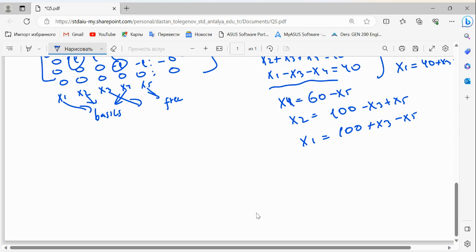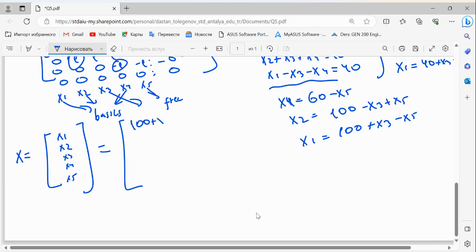So what's going to be our x vector? x1, x2, x3, x4, x5. x2 is almost similar, just with different signs. x3 is a free variable, x4 is 60 minus x5, and x5 is a free variable. It's the general pattern in this network.